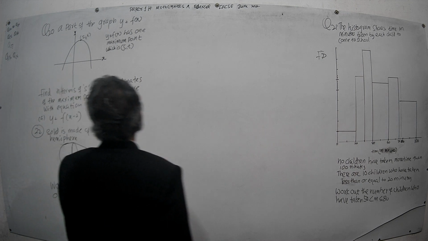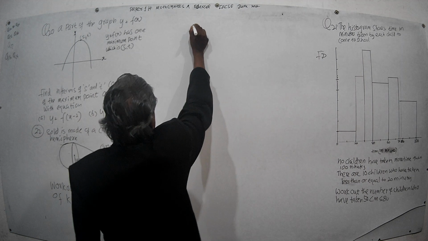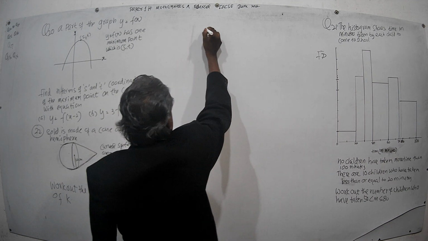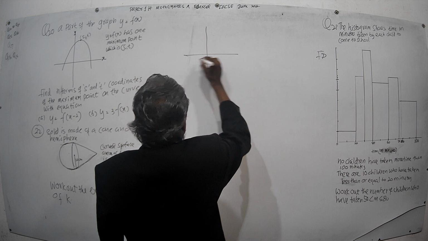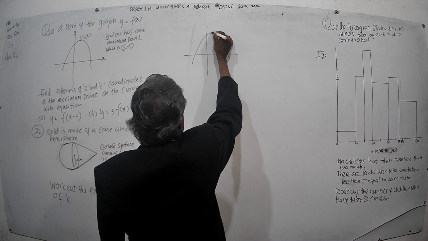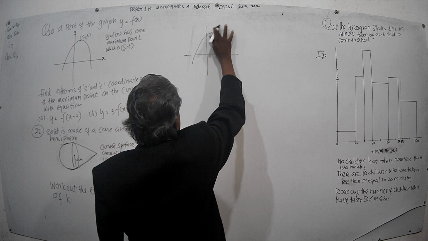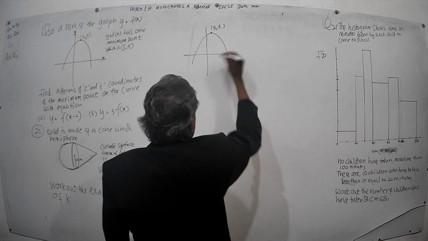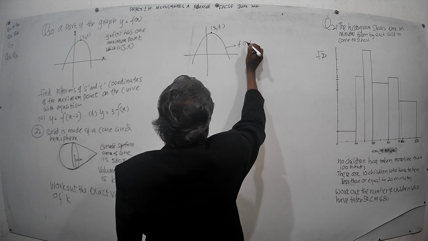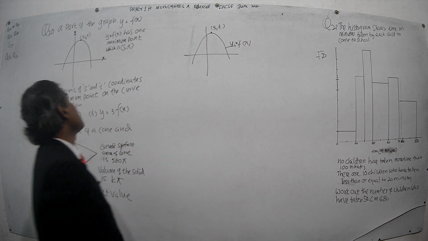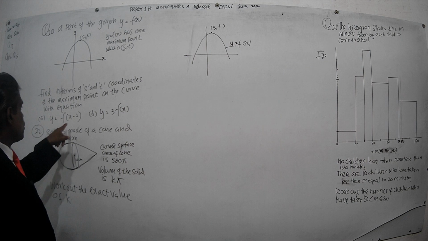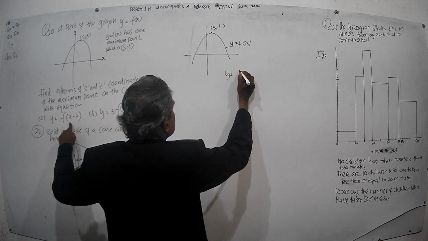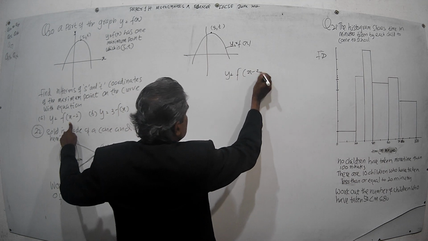Let's say this is the graph y equals f(x). Here this is (s, t). This is the maximum point coordinates. Then we are asked to find the coordinates for the graph y equals f(x minus 2).